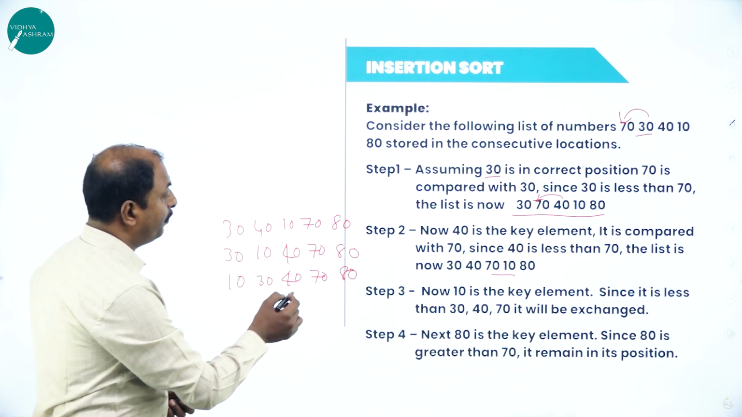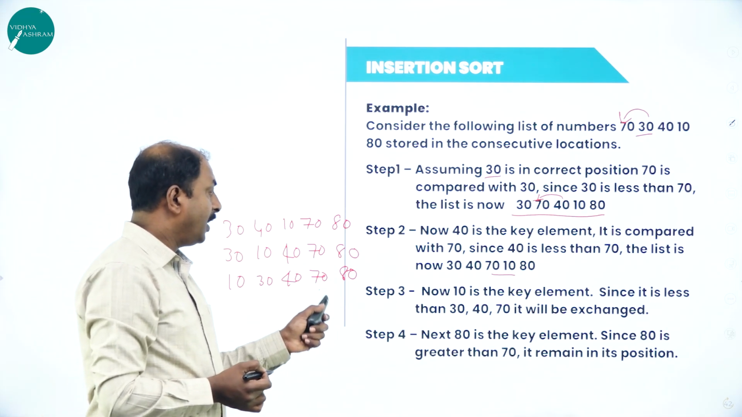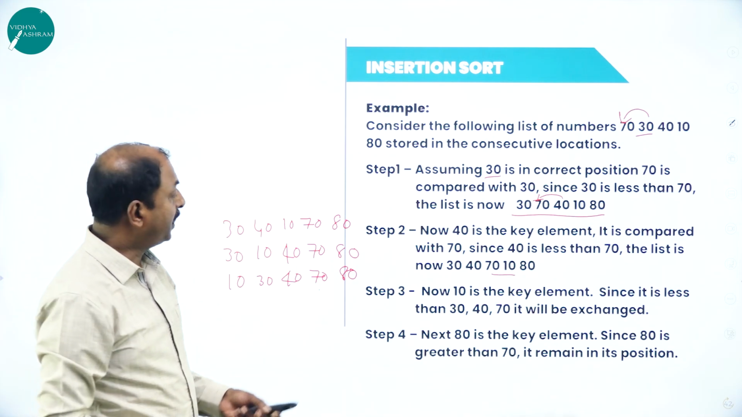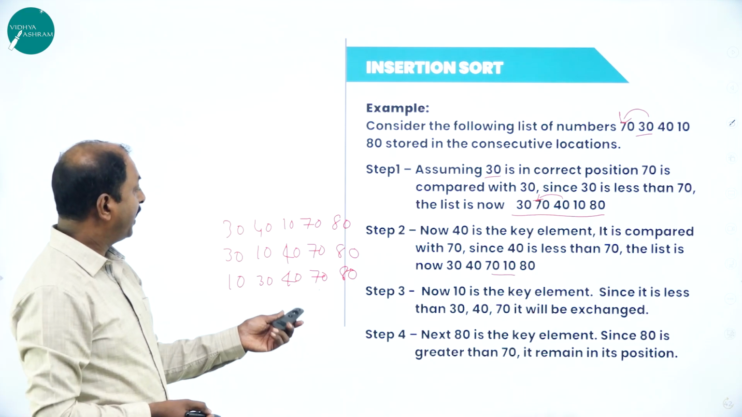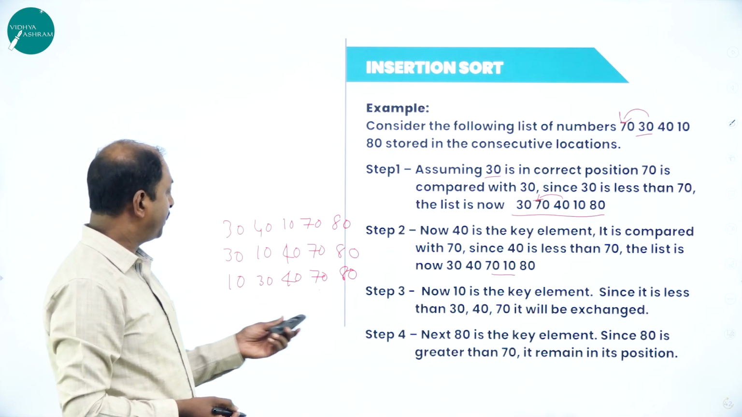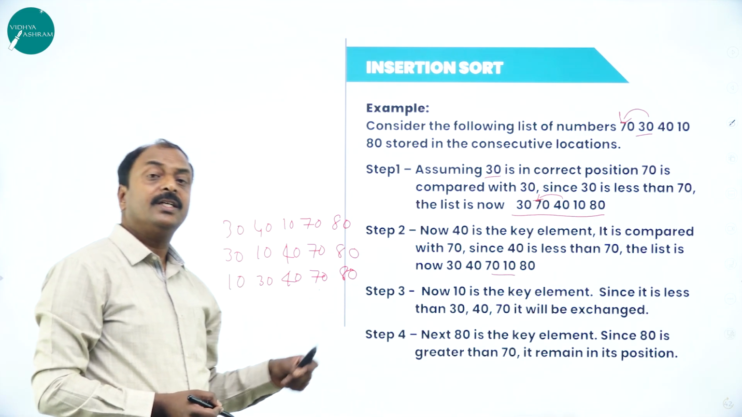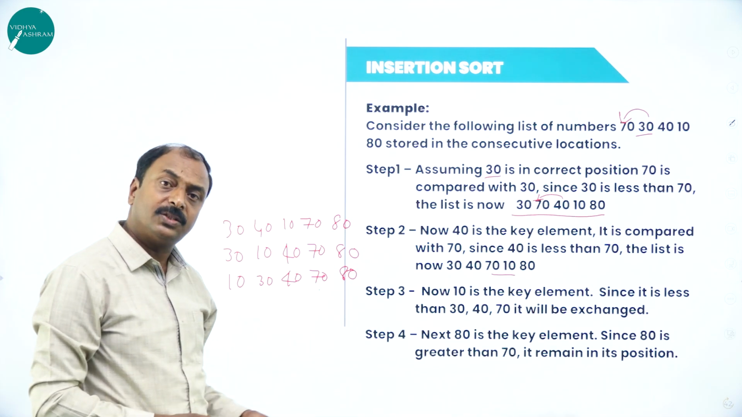Now, if you compare 70 and 80, 80 is greater than 70, or 70 is less than 80. So there we need not interchange these two values. At the end of the process, the array elements look like this: 10, 30, 40, 70 and 80. This is in sorted order, or all these elements of the array are sorted.